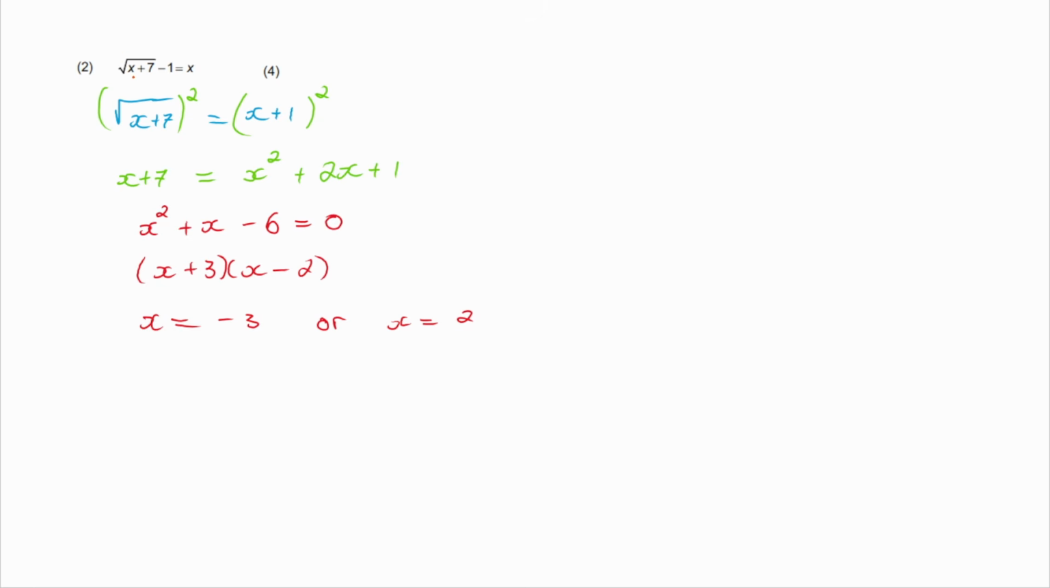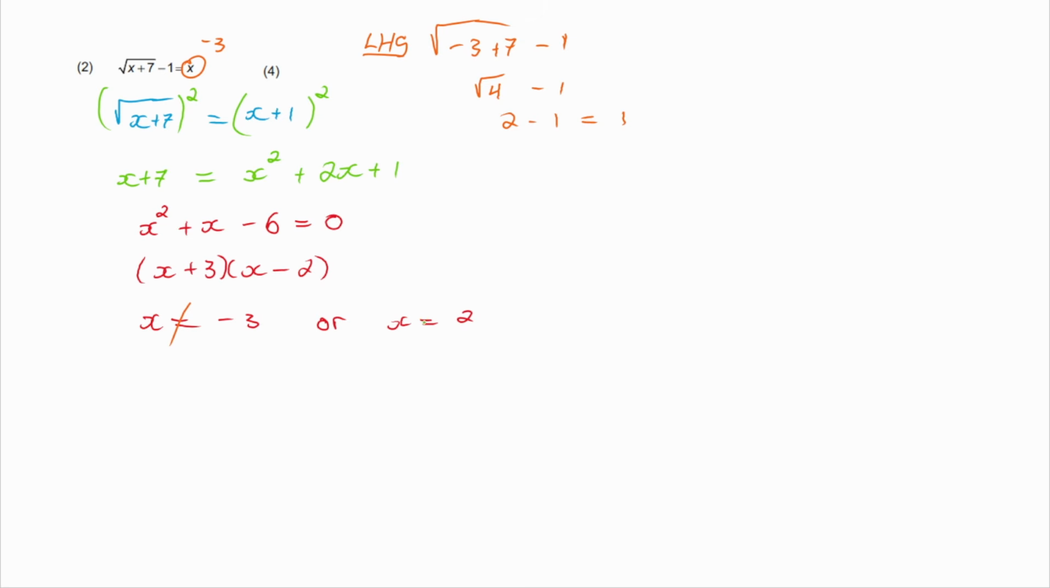So if we look at the left-hand side, if we put -3 plus 7 minus 1, what do we get there? That gives us the square root of 4 minus 1. So that's 2 minus 1, which is 1. Okay, so this is from the left-hand side. If you look at the right-hand side here, what are we going to get? Negative 3. So we know that this answer is not valid, because the left-hand side is not equal to the right-hand side.